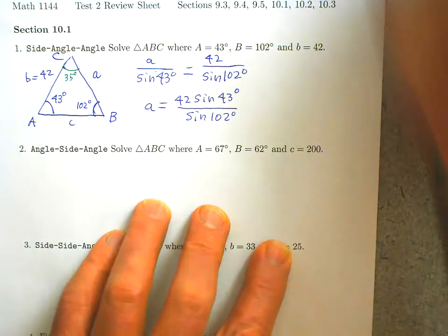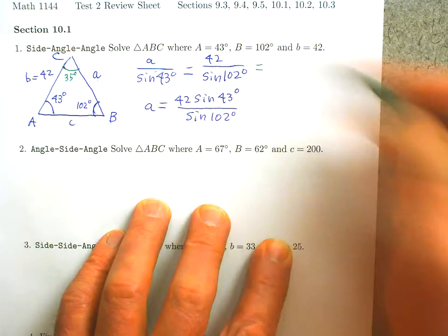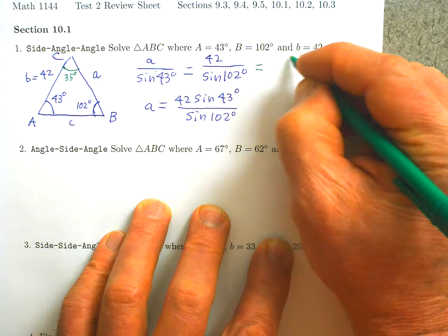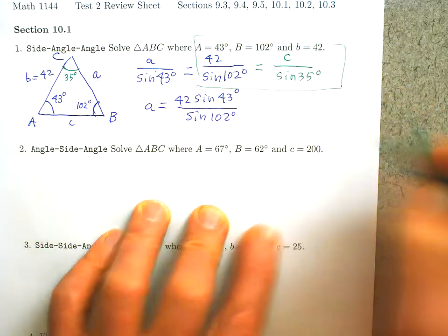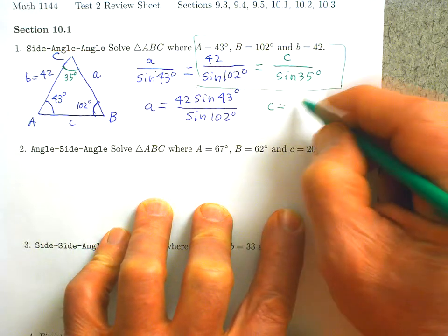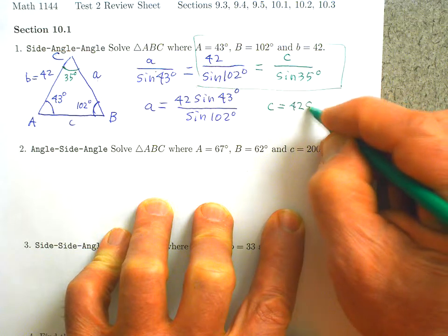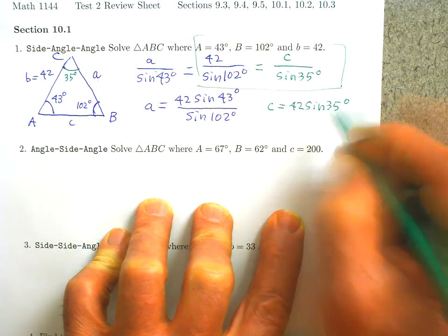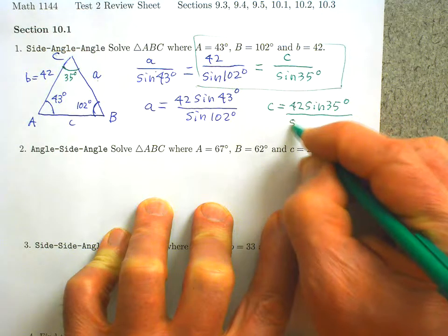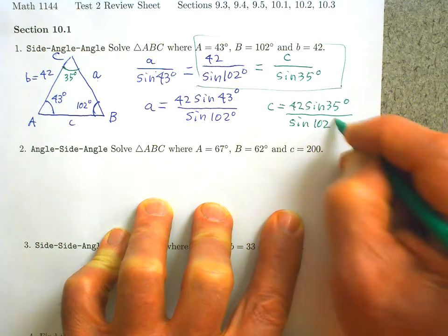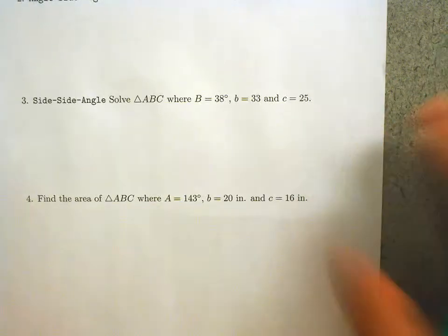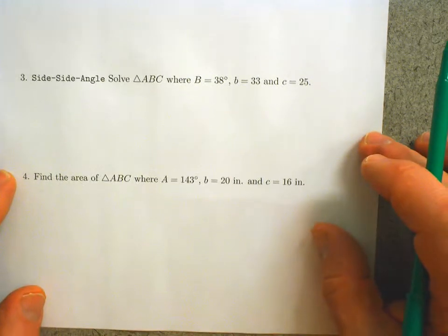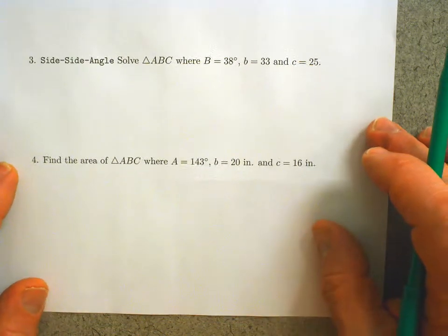We can also involve the other unknowns. For lowercase c, we get c equals 42 times the sine of 35 degrees divided by the sine of 102 degrees. Okay, the other examples, numbers 2 and 3, are the same sort of process. So I'll leave those for you to work on.